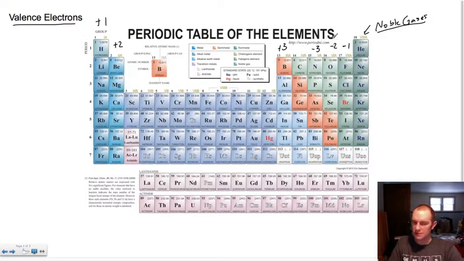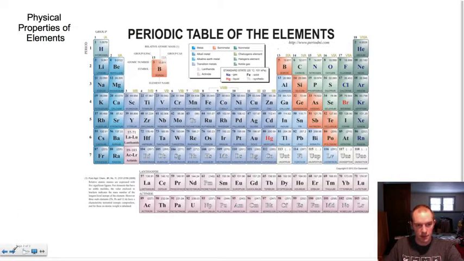Okay, it's really important to understand that these valence electrons are what are going to allow these elements to turn into ions, which are essentially elements that have a charge associated with them. We're going to talk about ions at the next class. One last thing I wanted to talk about were the physical properties of elements.